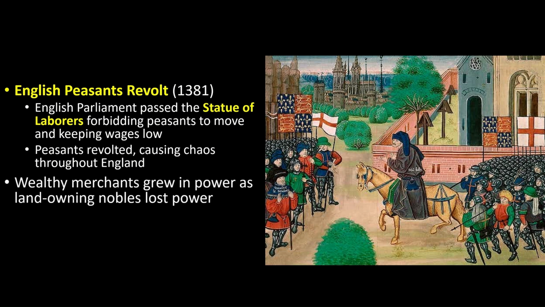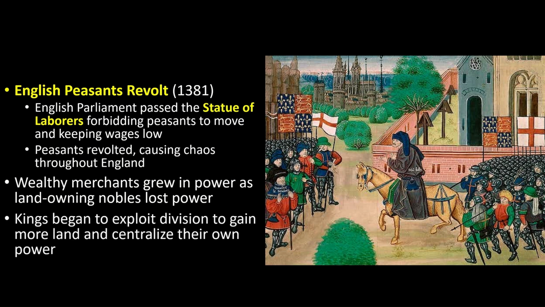Now, wealthy merchants grew in power because now land-owning nobles are losing power. These wealthy merchants that didn't have a lot of rights are going to start gaining more rights. Plus, guys, kings are going to begin to exploit division among the nobles and the merchants and centralize their own power or make themselves more powerful. So there's a lot of consequences that come from the bubonic plague. All right? We're going to stop our notes right there, guys. I'll see you in class.